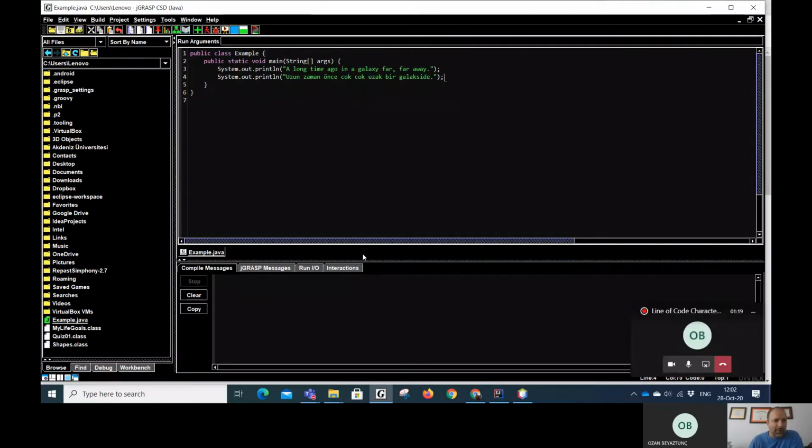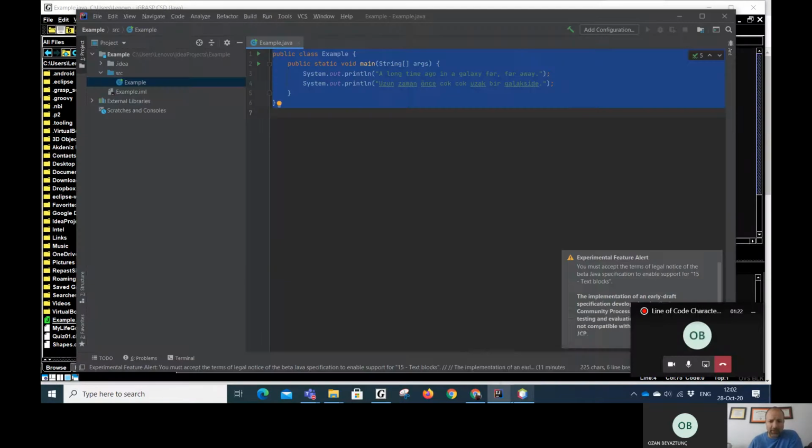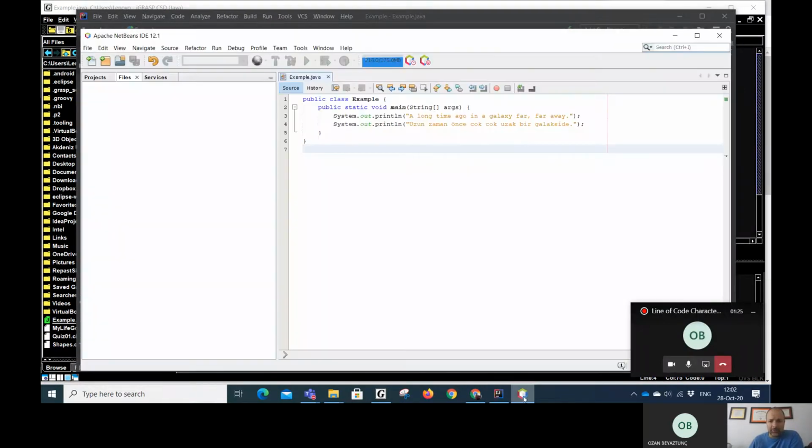Anyway, let me just go ahead and share my screen so that you guys can see what I'm looking at. Let's go screen 1. All right. So I have JGrasp here. I also have IntelliJ. I also have NetBeans as well. So for those of you who are using these different IDEs, you can know how to do this with the 80 character limit.